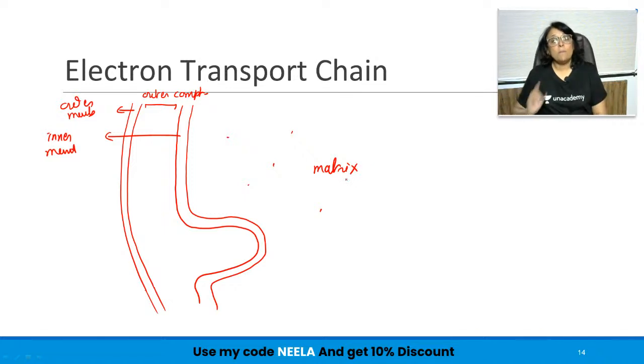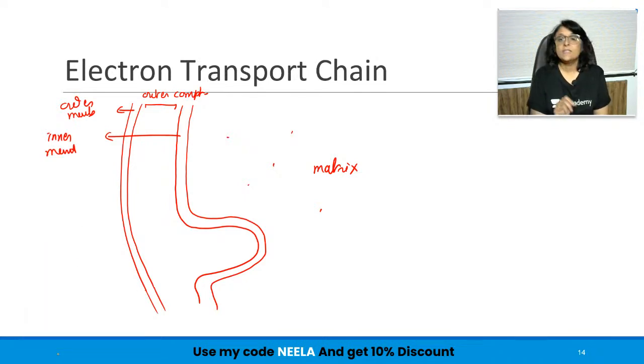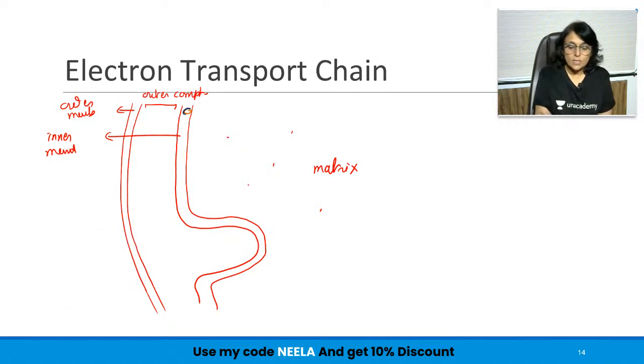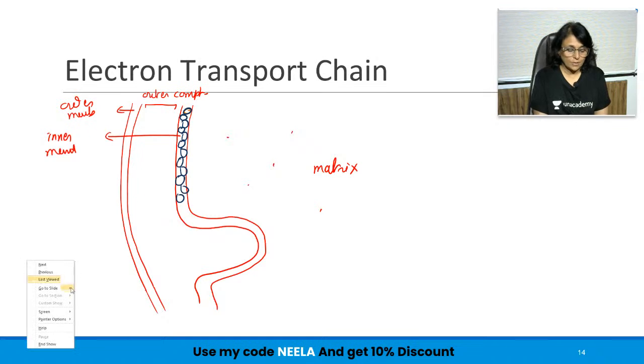Now when we are talking of the membrane, in the membrane are present some integral proteins. Integral proteins, that means they are embedded inside the membrane. So this is one protein, this is another one, this is another one. There are many such proteins in the membrane, and they will make the electron transport chain. Through them the electrons will get transported. That is why we are calling them electron transport chain.